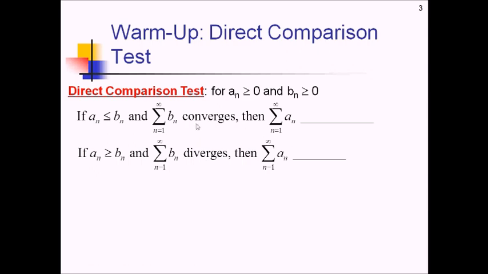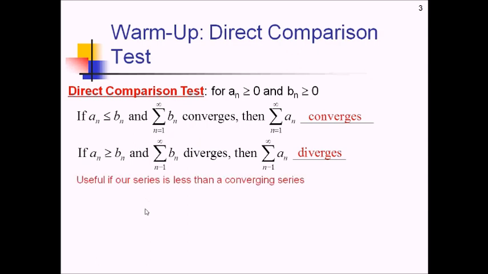All right, so for this first one, if A is smaller than B and B is converging, well, that means A is smaller than a converging series, which means it must also be converging. And by the same token, if A is bigger than a series that is diverging, A must be diverging. So this is the essence of the direct comparison test.